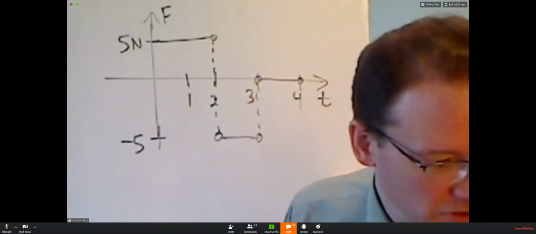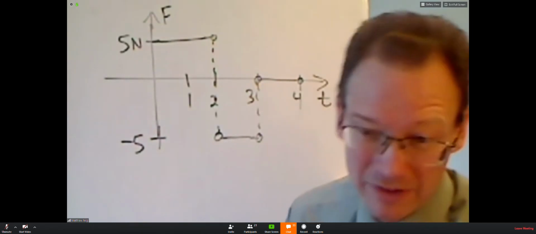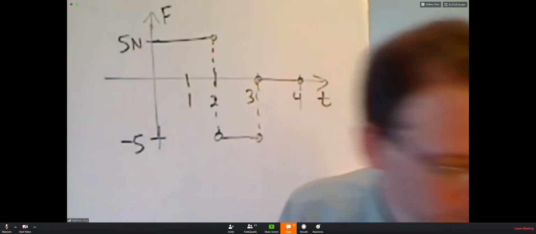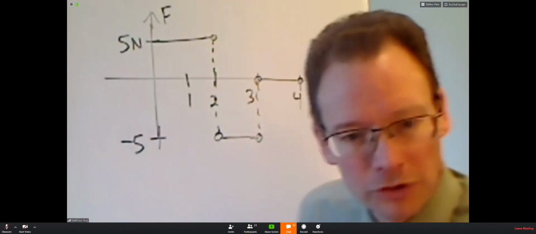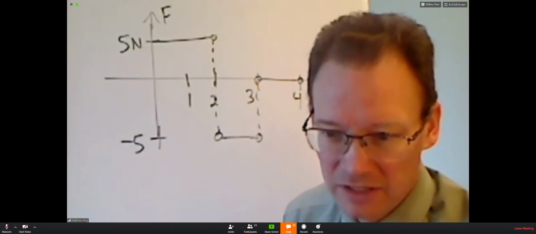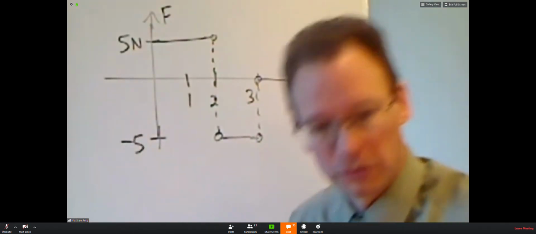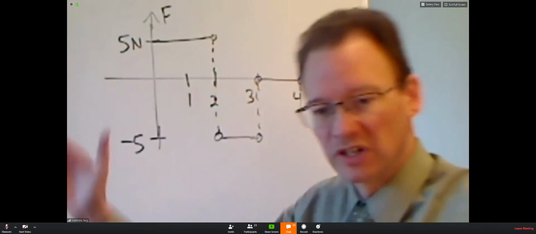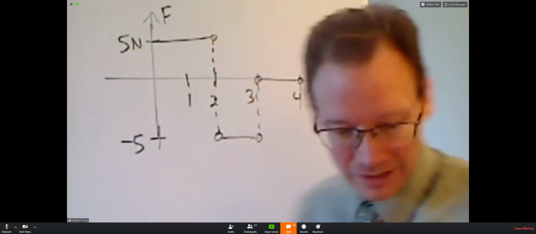So where is the object after 2 seconds? How do you use the graph provided to do that? That would basically be part B. It starts at 0, and you use the area under the graph provided to find where the object is 2 seconds after the start, where the object is 3 seconds after the start, where the object is 4 seconds after the start. Okay? Can anyone tell us that?